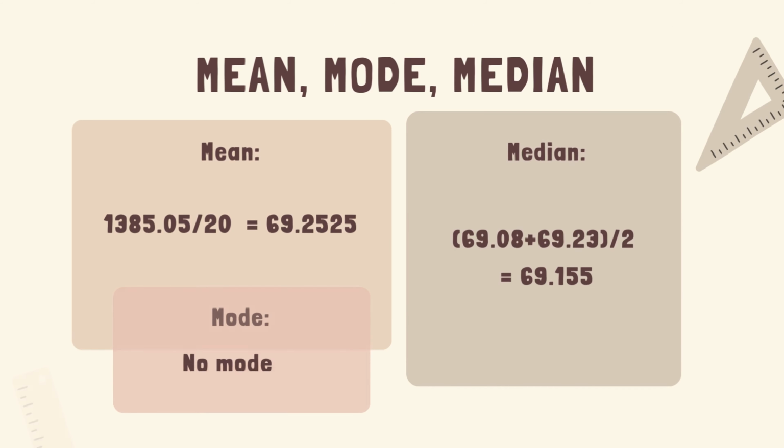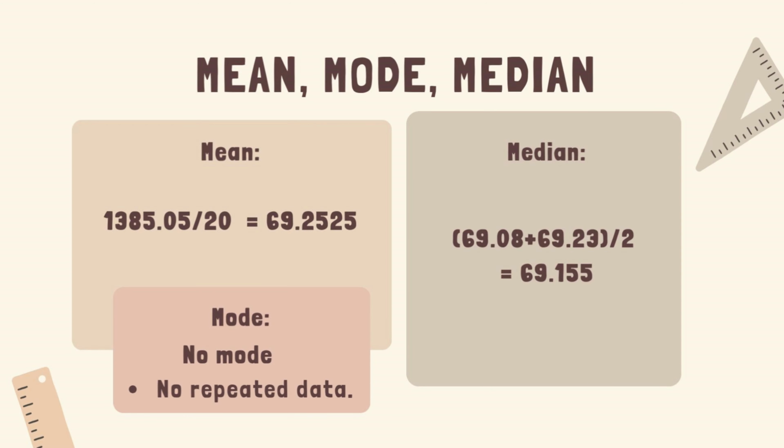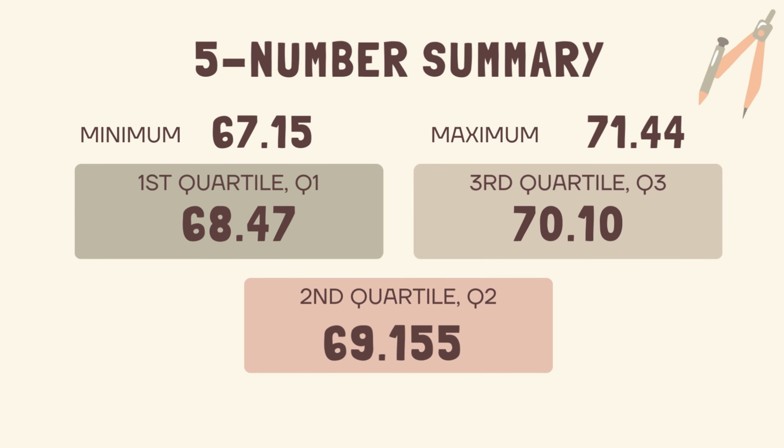So the mean for the opening price data that we get is 69.2525, the median is 69.155, and there's no mode in this data because there's no repeated data. Next, we're going to the 5-number summary. The minimum is 67.15, the maximum is 71.44, the first quartile is 68.47, the second quartile is 69.155, and the third quartile is 70.1.